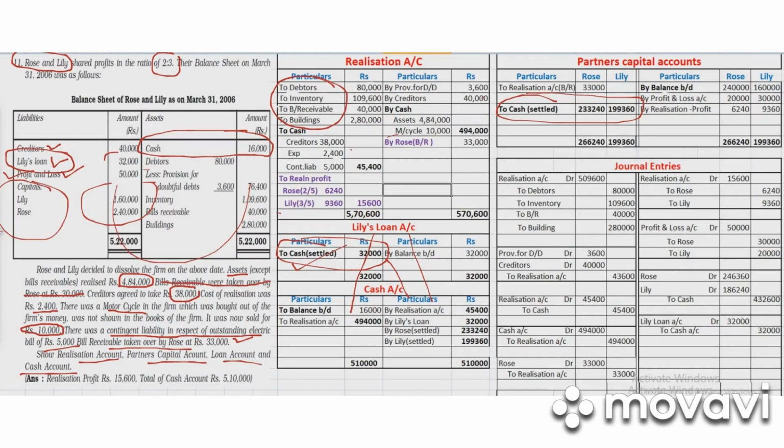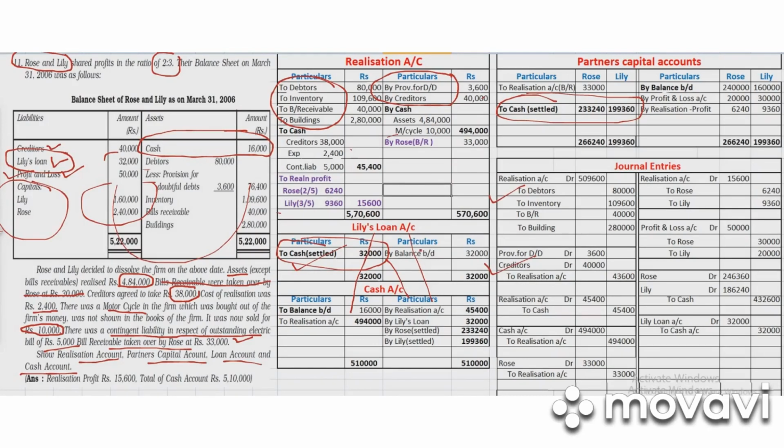It will be a combined journal entry. See, in the realization account you debit it, right? So what will be the journal entry? Very simple. Realization account debit to debtors, to inventory, to bills receivable, to building. That is journal entry number 1. Now the second journal entry is for the liabilities. You see, only 2 liabilities are there. So put it just opposite. Provision for doubtful debts, creditors debit, to realization account. That is the second journal entry, and you write the total in the credit side.